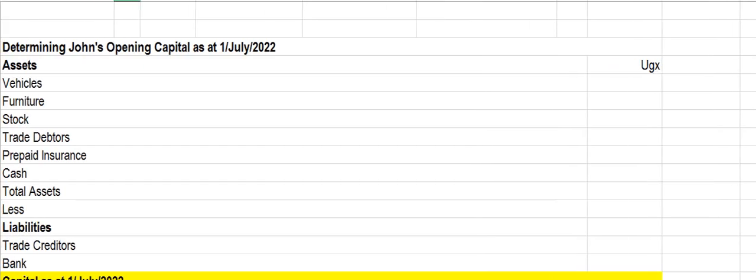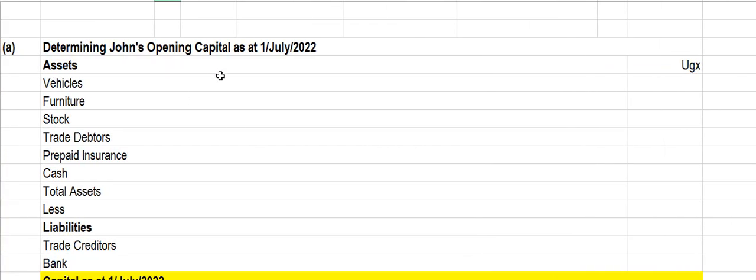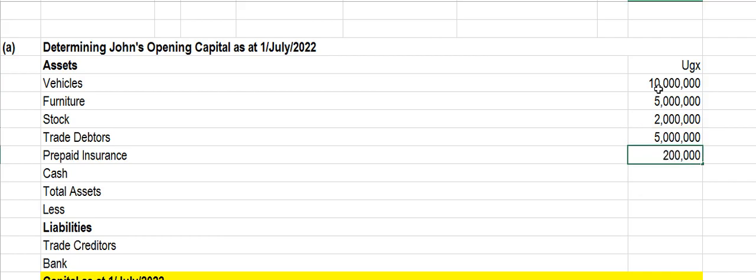So on your screen, you see we are determining Johnny's opening capital as at 1st July 2022. Vehicles, that is 10 millions. You come up with those assets first, you list them one by one. Furniture, that is 5 million. Stock, that is 2 millions. Trade debtors 5 million. Prepaid insurance, that is 200,000. You're using the balances as at the start, 1st July 2022. Cash is 10 millions.